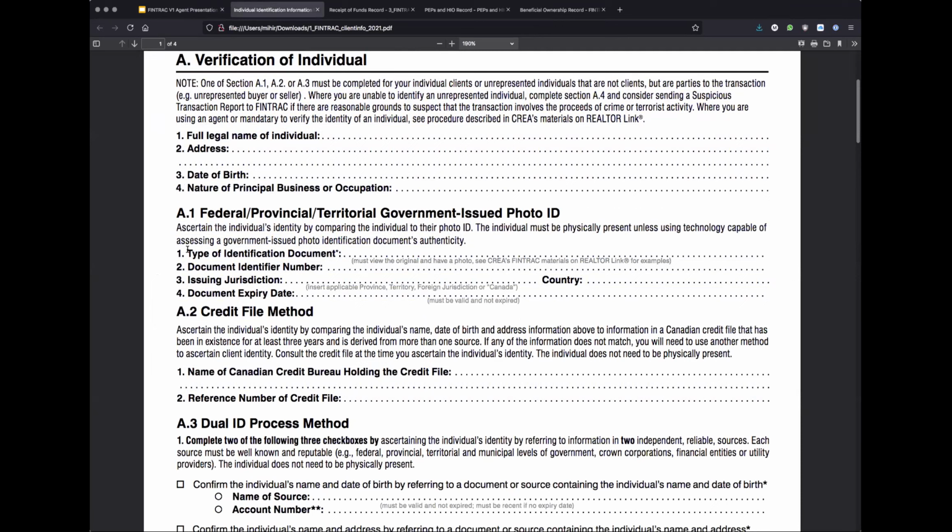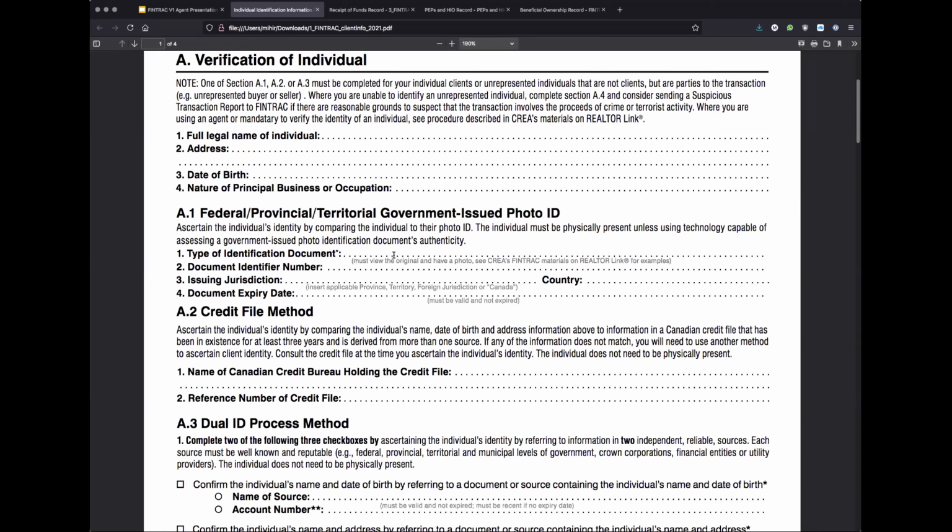In this section, you're required to record the type of identification document. You must, this is sort of not being enforced during coronavirus, but you must view the original and have a photo. By viewing the original, that could mean in person, you are physically seeing the ID, or over a video meeting, the client holds it up and you are viewing it at that time. The type of identification document has to be recorded.